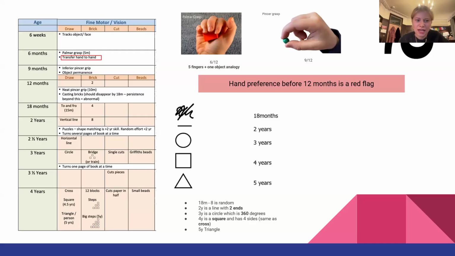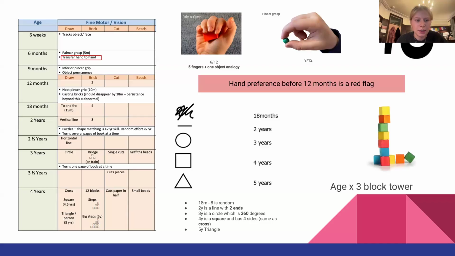At 2 years, they're able to draw a line with 2 ends. At 3 years, they're able to draw a circle. A circle is 360 degrees. At 4 years, they're able to draw a square or a cross, both of which have 4 sides or 4 components to them. And at 5 years, they're able to draw a triangle. A triangle requires more precision and accuracy to draw, and it's a bit more difficult, which is why that's achieved usually by 5 years old.